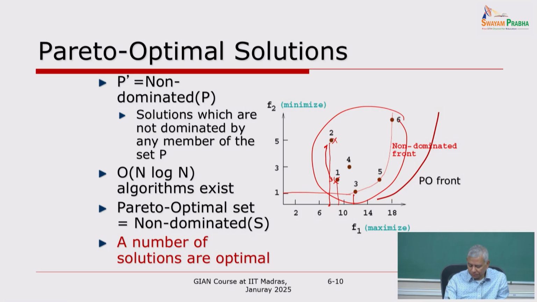Now let's move to 2. I've already said 1 dominates 2, so 2 cannot be part of the non-dominated set. Let's do 3. Is there anybody dominating 3?